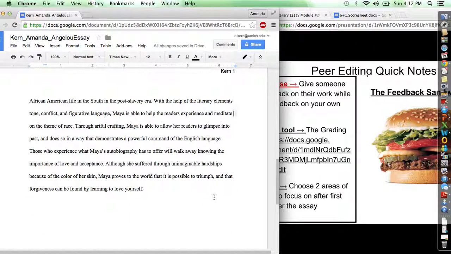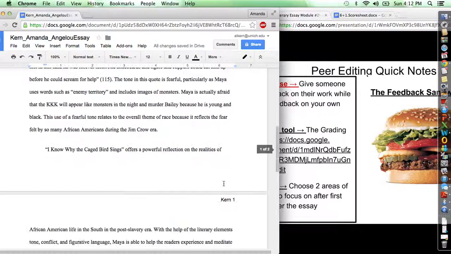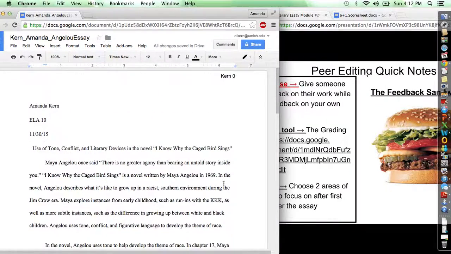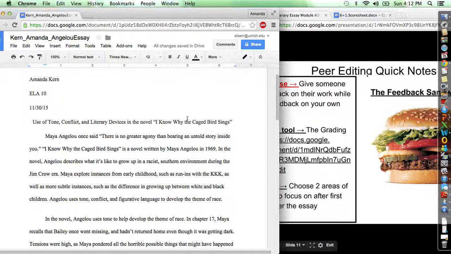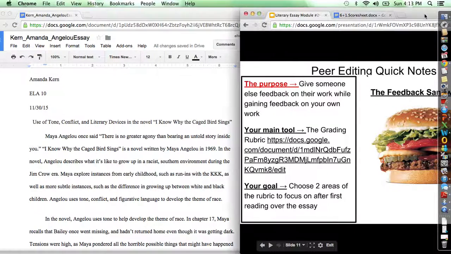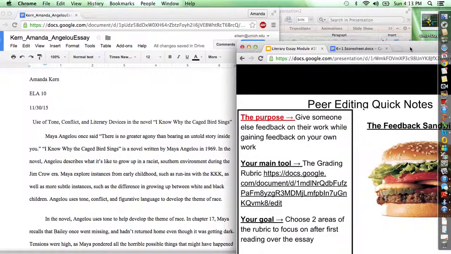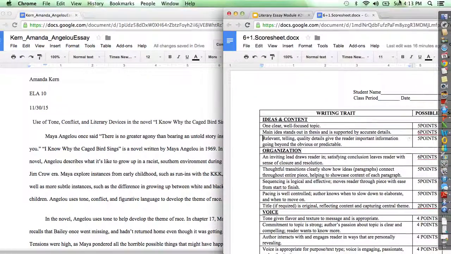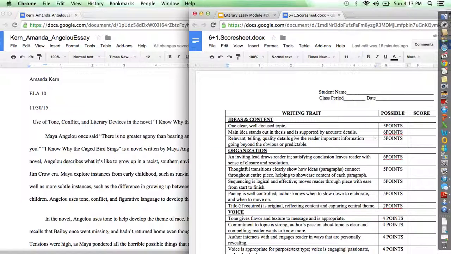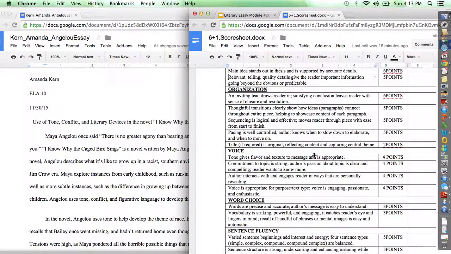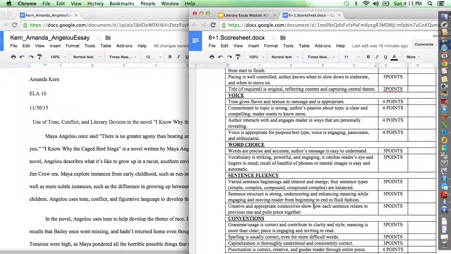All right, I just read over my essay. Hopefully you will take your time while reading your partner's essay. The next thing I need to do is, based on what I've read, decide which areas I need to evaluate using the rubric. So again, you don't need to evaluate all the areas of the rubric. You're just going to pick a couple. So while I was reading, I noticed that my sentence fluency doesn't exactly make sense in some places.